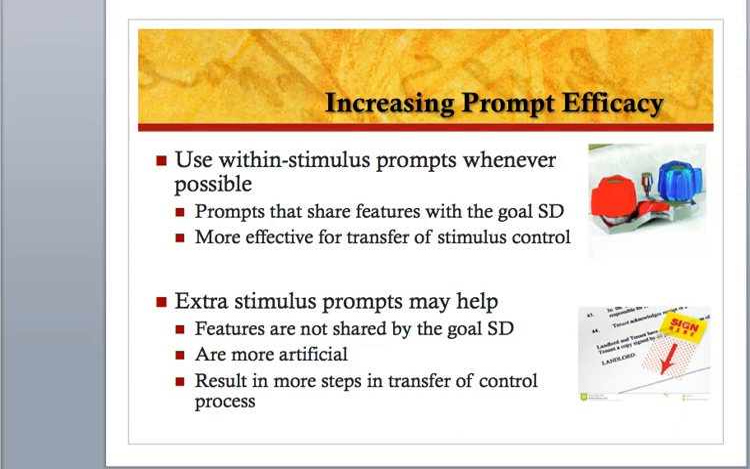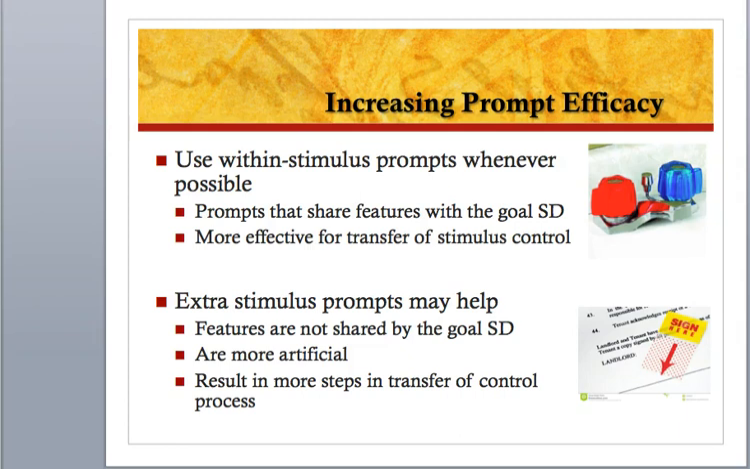Now, you can use extra stimulus prompts as well. They can help, but they don't typically share any features associated with the goal stimulus. They're more artificial. So here on the right, we have what looks like a rental contract, and someone has taken an extra stimulus prompt that says sign here and attached it pointing at the line. And there's nothing about that arrow or the words sign here that are on the naturally occurring contract.